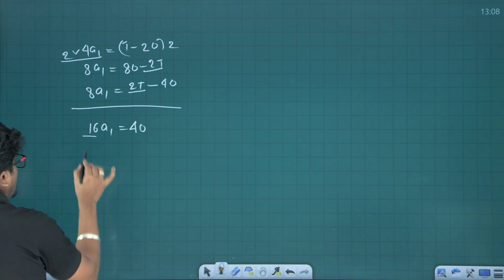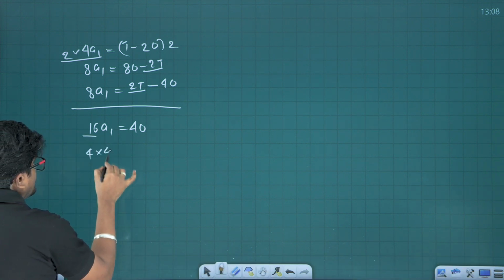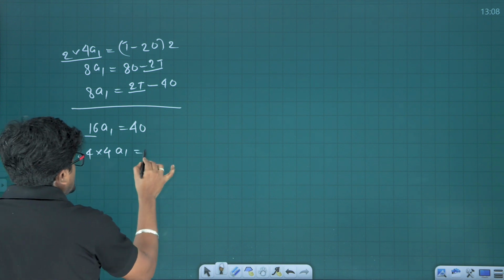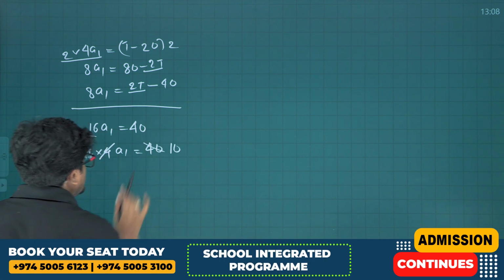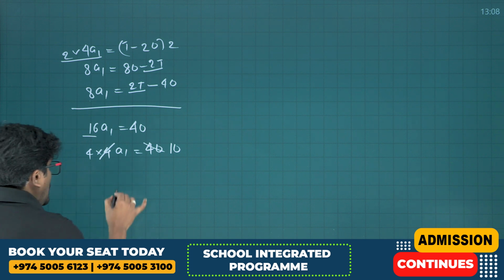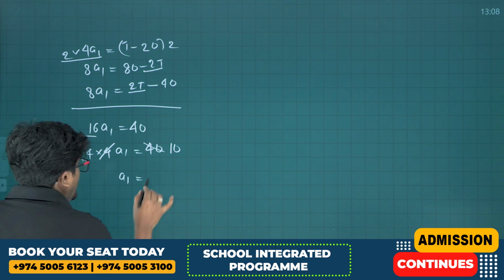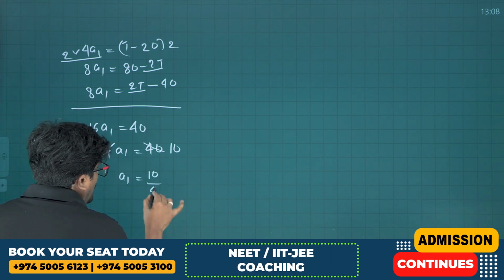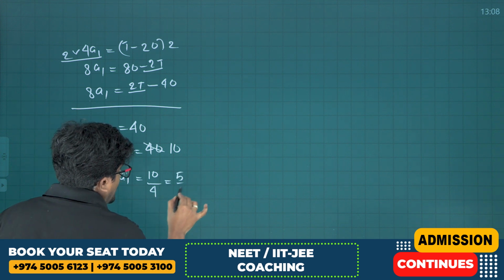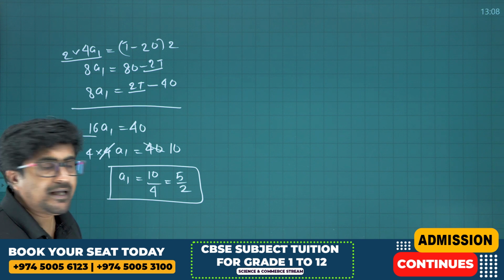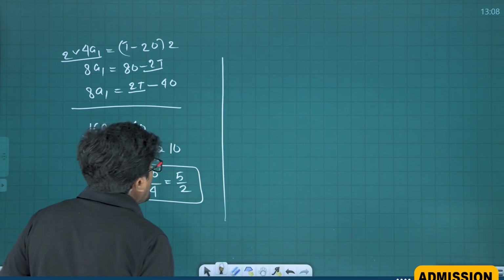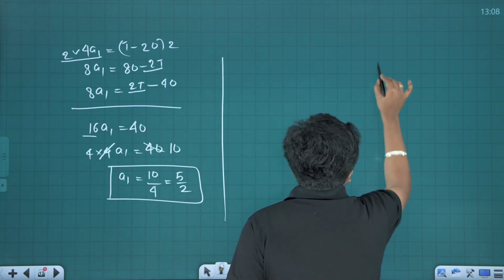We all know that here this can be written as 4 into 4 into A1, that's equal to 40. Here this one and this one will cancel each other. Here this is going to be 10. So A1, that's going to be 10 by 4, or I can say it is going to be 5 by 2. So we got the value of A1 now. Okay, it's not over yet.